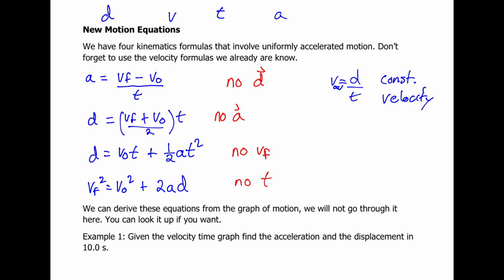It's worth pointing out here that this formula is basically a rearrangement of that formula. Because this is just the average: add them together and divide by 2. That's just average velocity in here. So it's basically the same.